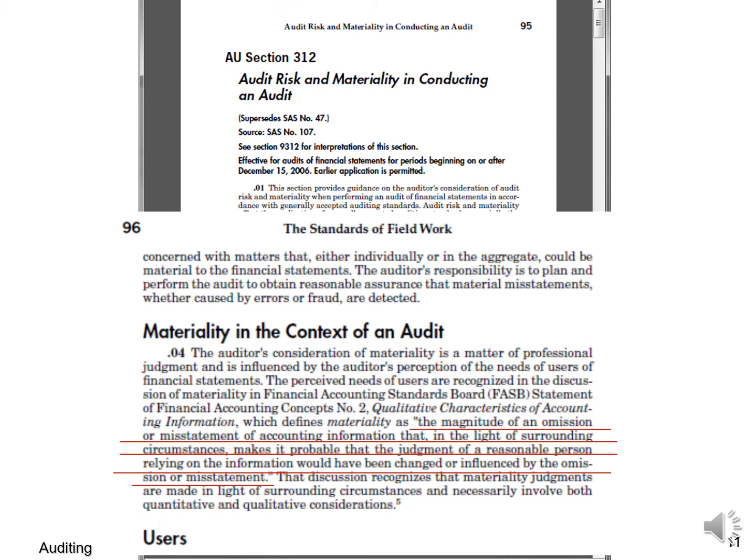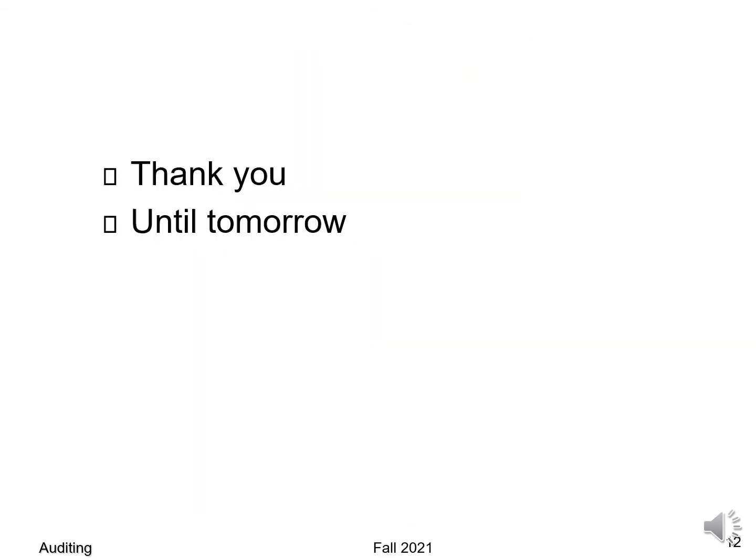The magnitude of an omission or misstatement of accounting information that, in light of surrounding circumstances, makes it probable that the judgment of a reasonable person relying on the information would have been changed or influenced by the misstatement or omission. So that's the longer definition, but we're going to be happy to learn the short one for now. Maybe we'll come back and learn the long one later.